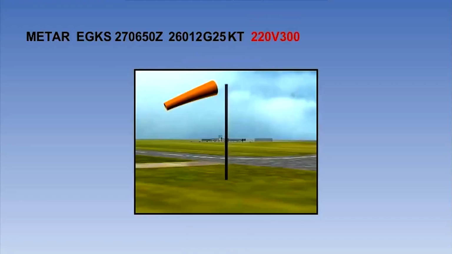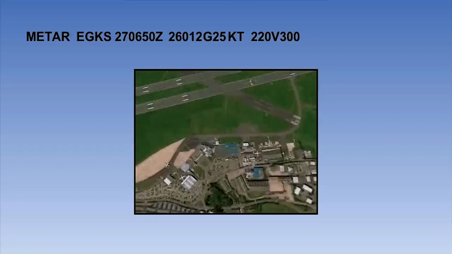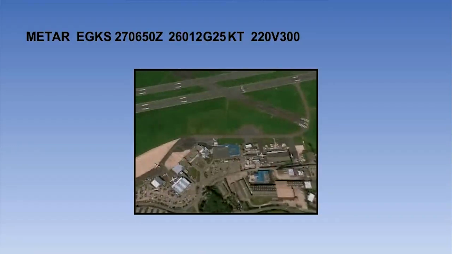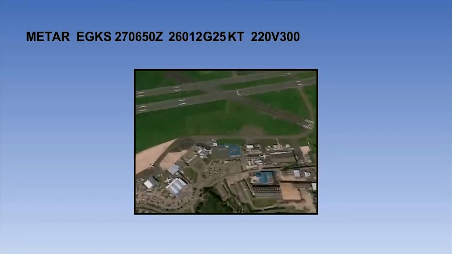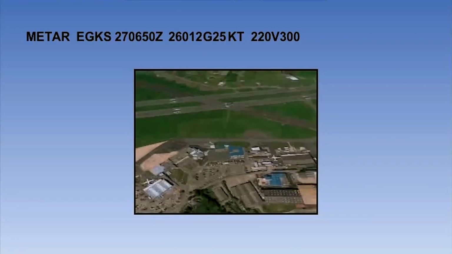The next section might appear depending on whether the wind is showing directional variability. This group highlights the extremes in wind direction recorded over the past 10 minutes. You'll see the letter V sitting right between those 2 directional values. Next up is the visibility group, represented in meters. This value specifically refers to the prevailing visibility.